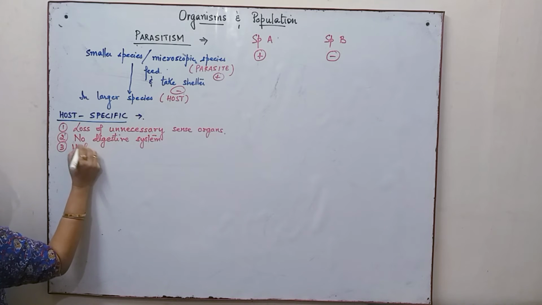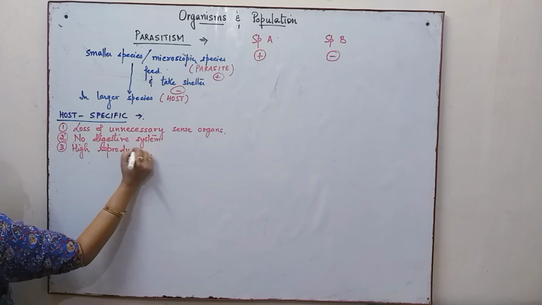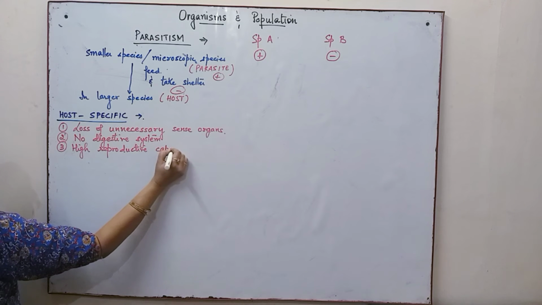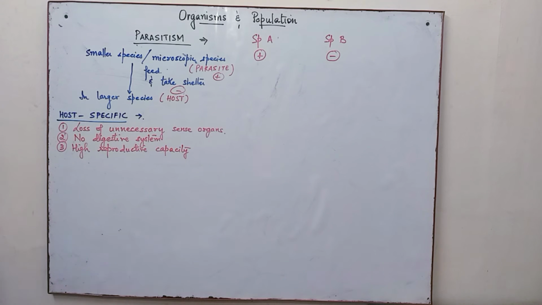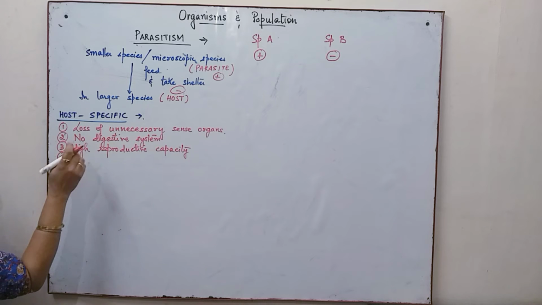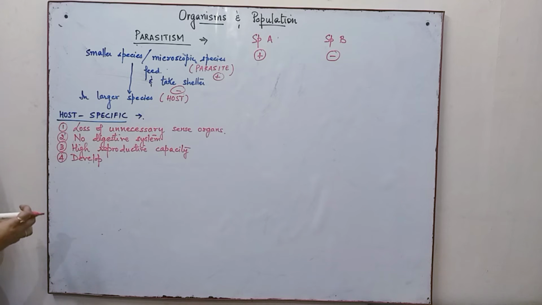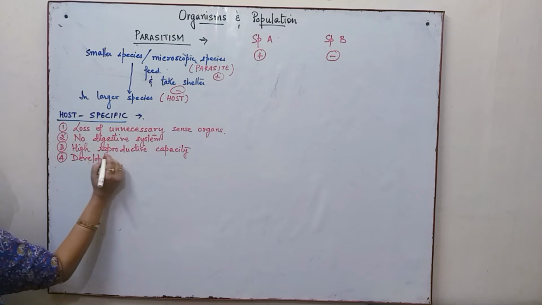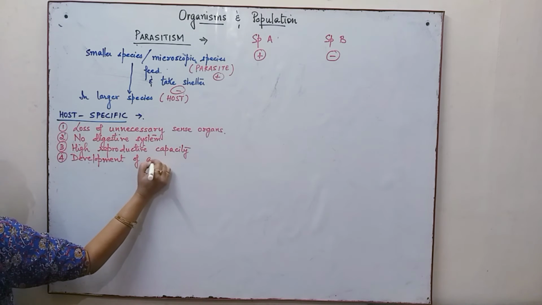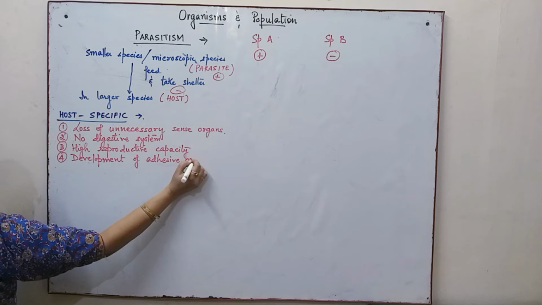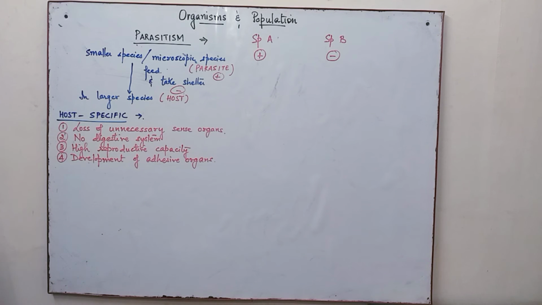Also, they show high reproductive capacity. So, the parasites multiply very fast within the host, and as a result the number increases rapidly. Now, another major adaptation seen in the parasite is the development of adhesive organs or any structure which can provide an attachment or hook. They can easily hook to the host, so development of adhesive organs like the suckers and hooks, which are found in various kinds of parasites.